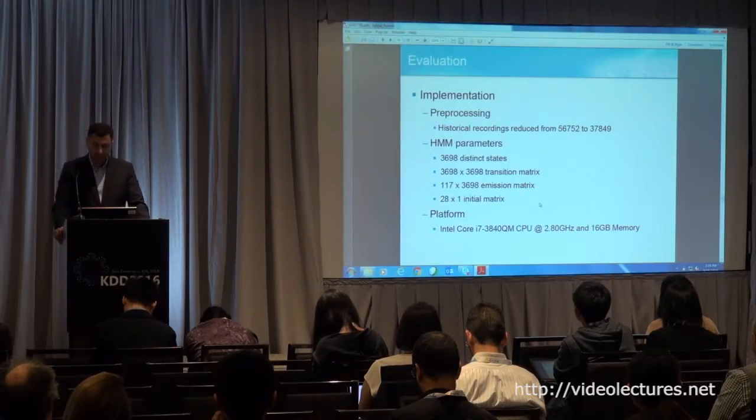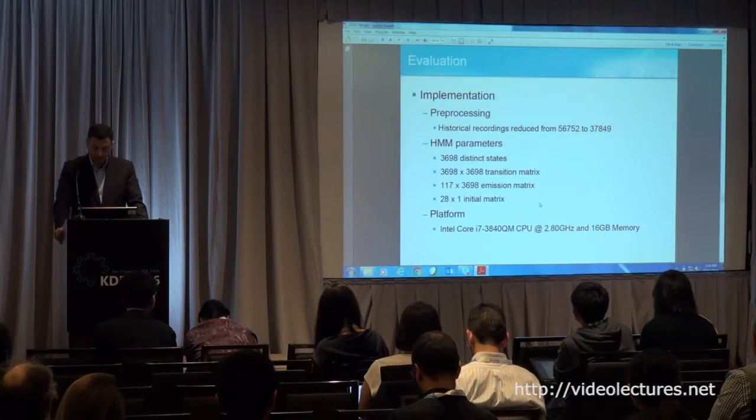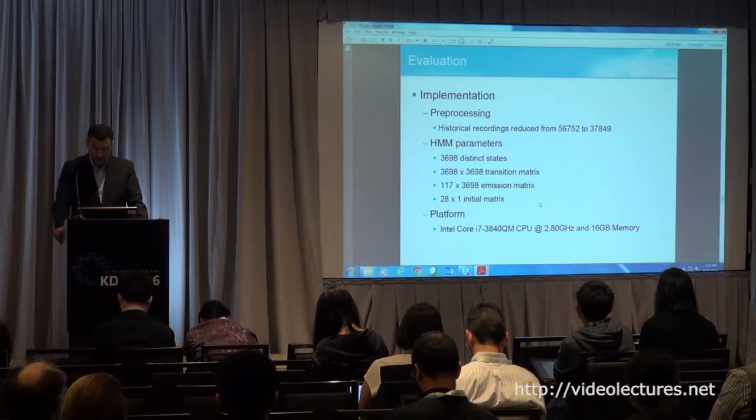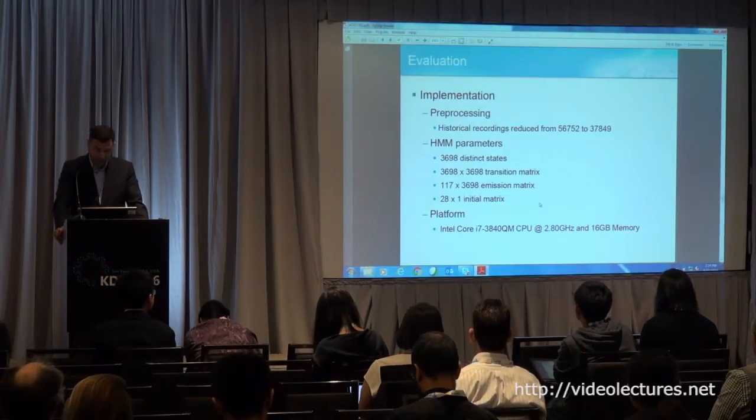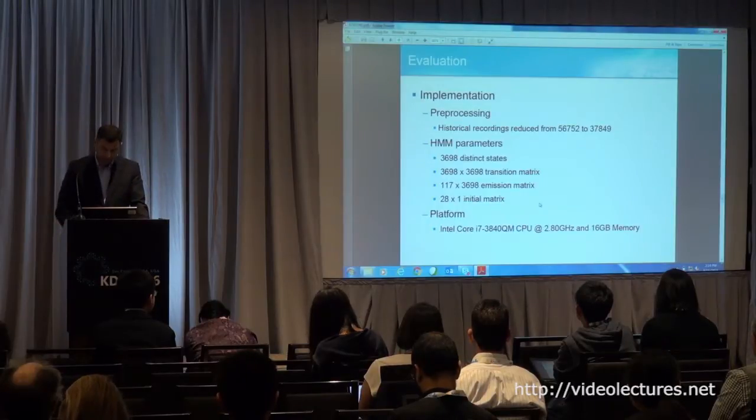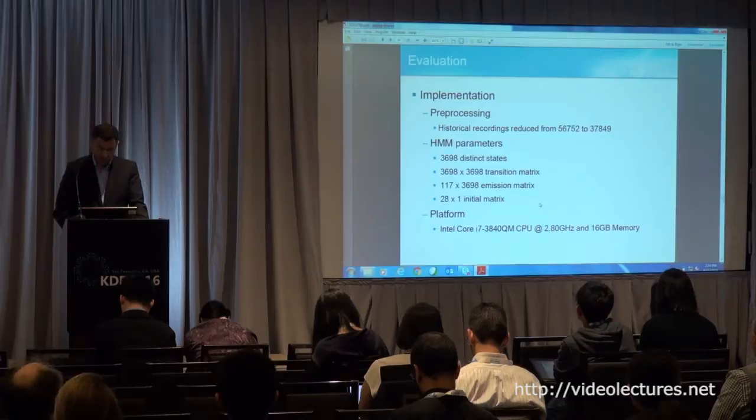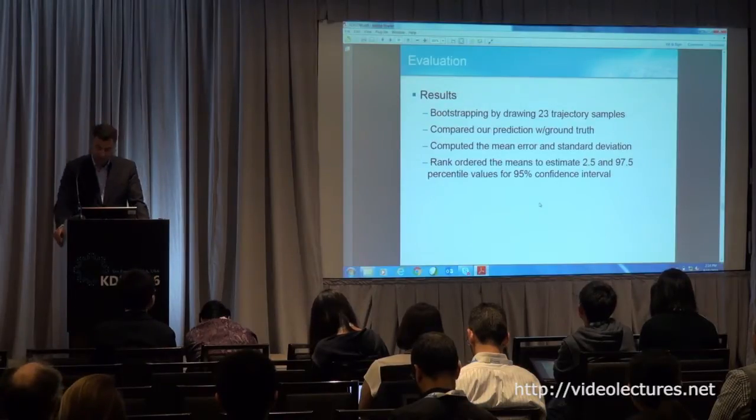And we ended up computing HMM parameters where we had 3698 distinct states, and we formed the transition matrix, the emission matrix, and the initial matrix, where the aircraft really departed was in one of the 28 states. So basically, to maximize, you just multiply and come up with the highest maximum probability distribution overall. The platform we ran all our tests on was an Intel Core i7 CPU with 280 gigahertz, 16 gigabyte memory. It's just off the shelf. There was nothing special with that.